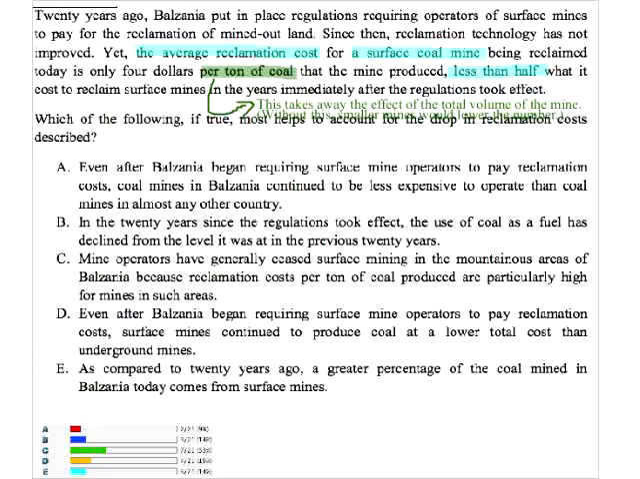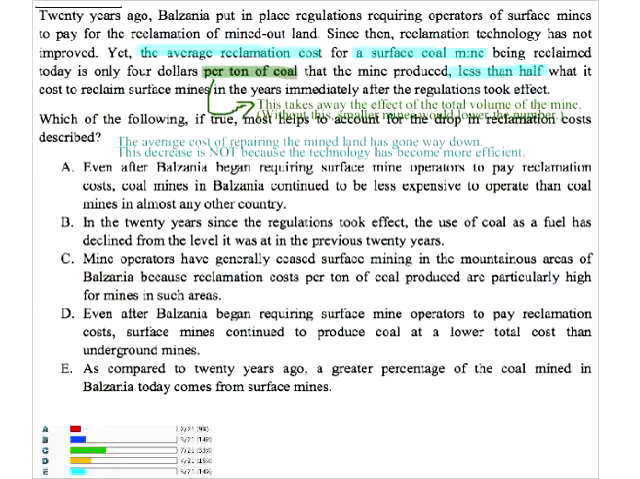So what we have is the average cost to reclaim a mine, which means to fix the land, has gone way down. So the average cost of reclaiming, which means repairing the land, the mined land, has gone way down. But this decrease is not because the technology has become more efficient. So what we need is something else that is not an increase in efficiency that would explain this.